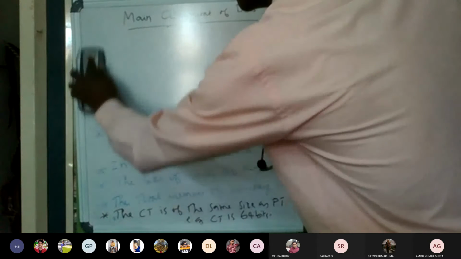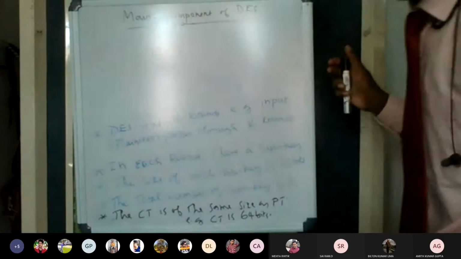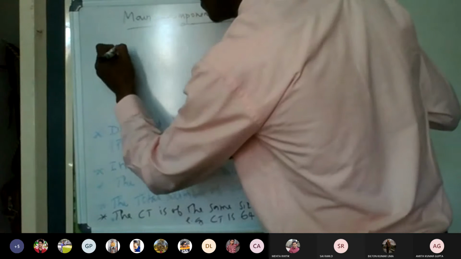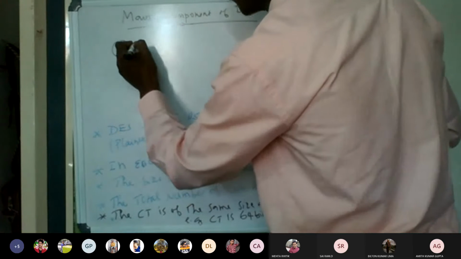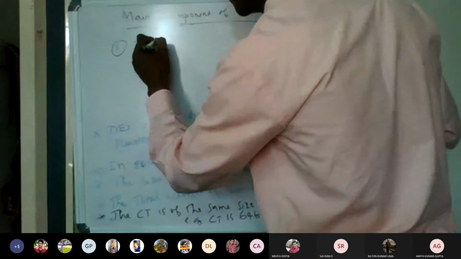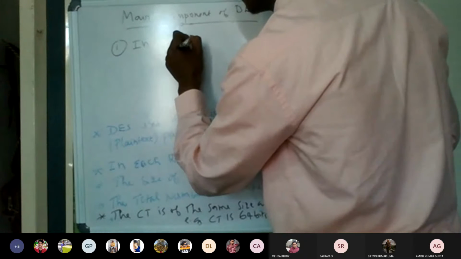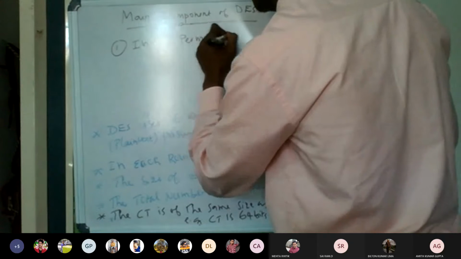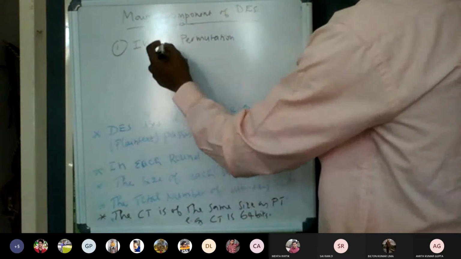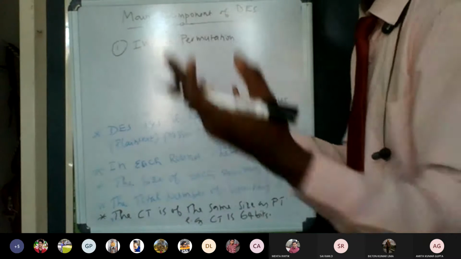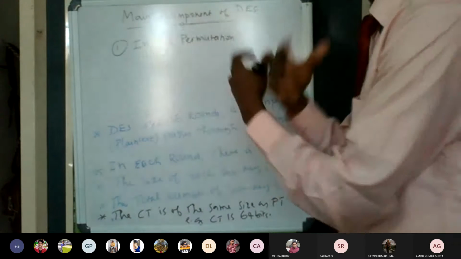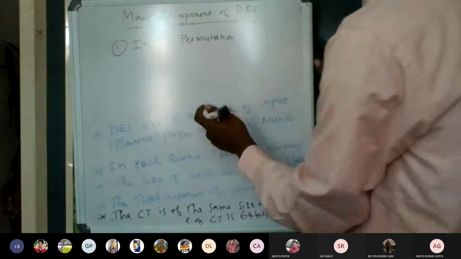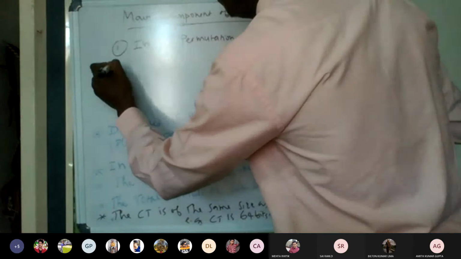Number one, the main component of DES is the so-called initial permutation. First the input, the plaintext, is going to pass through permutation, meaning changing from one side to another. Let me call it shuffling.